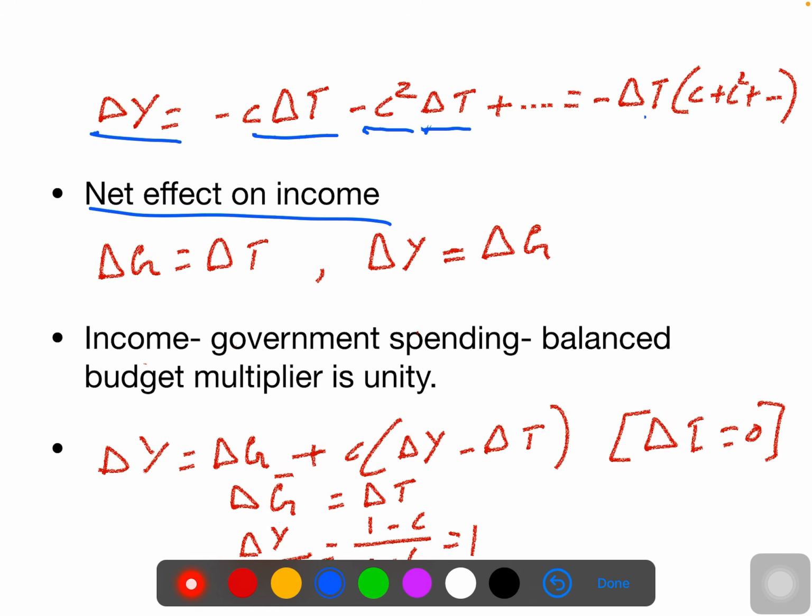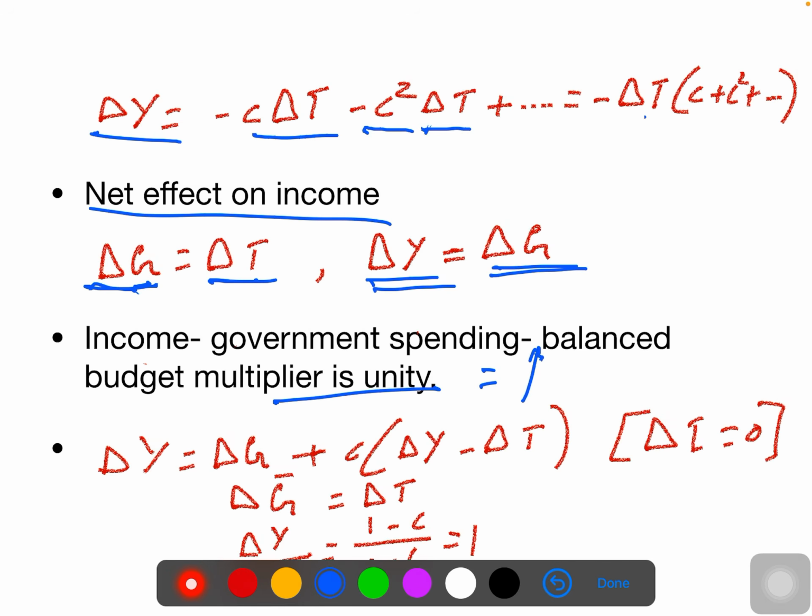It is called the net effect on income, since we have to talk about change in T, change in G, and the change in Y. Income is going to change, so government spending is also going to change; government spending is going to change, so tax is also going to change. So they are related one to one. The income increases by the amount by which government spending increases, and the balanced budget multiplier will be completely equal to 1. The unity part. Unity is nothing but 1.